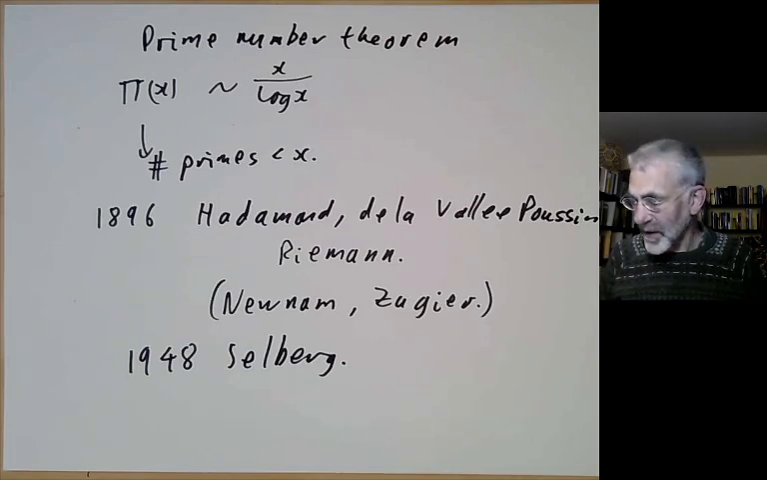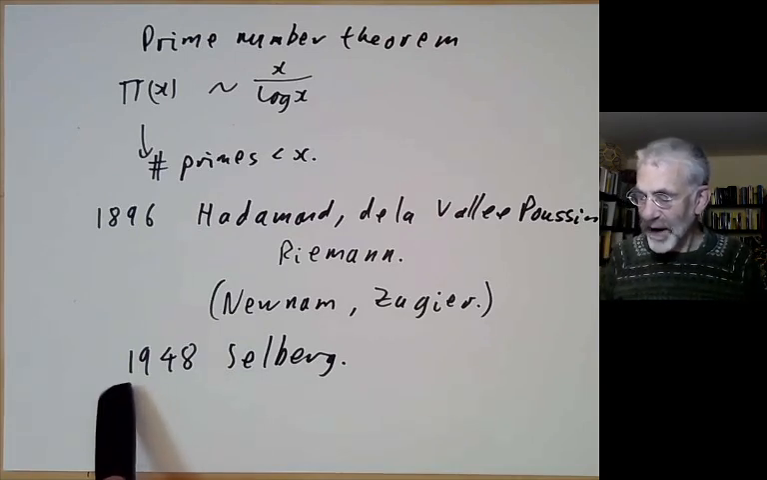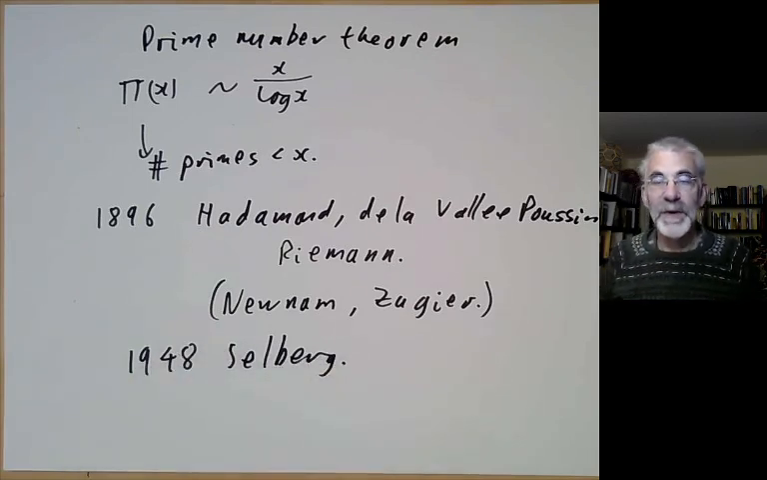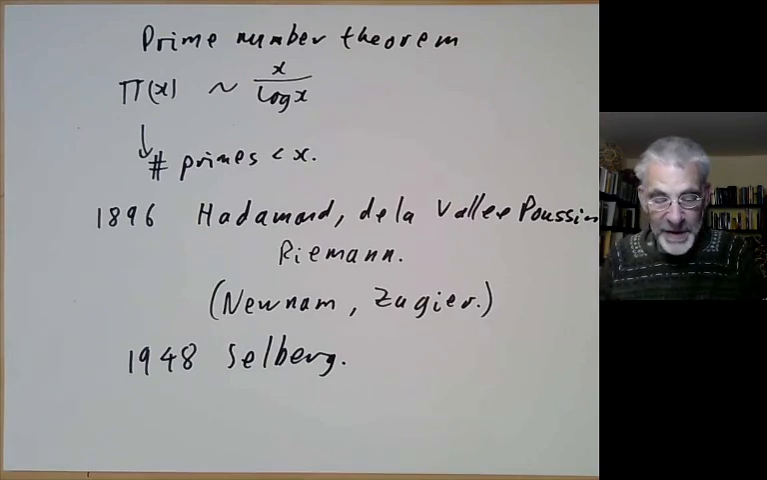My feeling about this is that Selberg found a proof of the prime number theorem and Erdős found a rather minor variation of it using Selberg's ideas. So my own feeling is that Selberg is the person who should be credited with the proof.